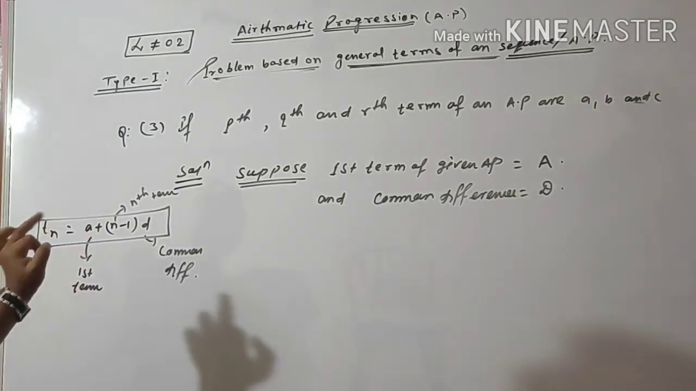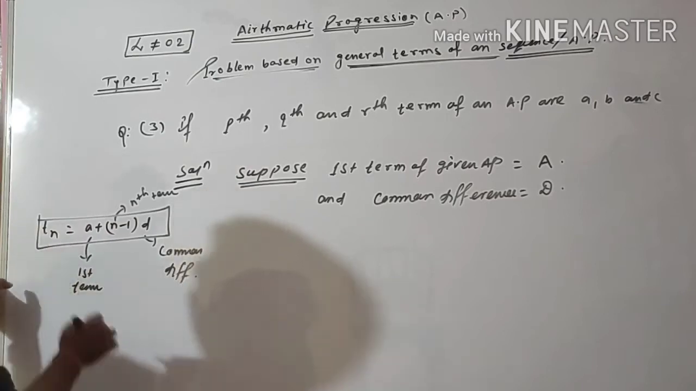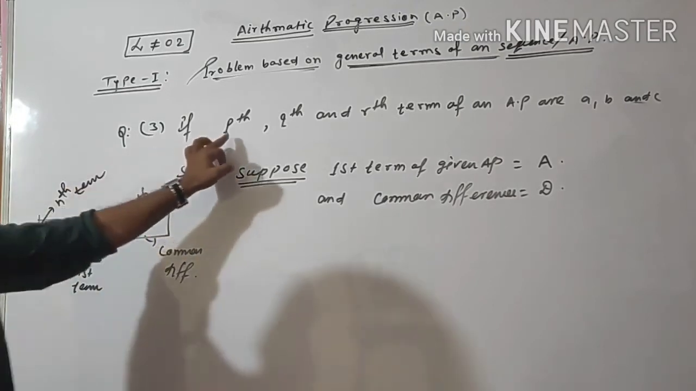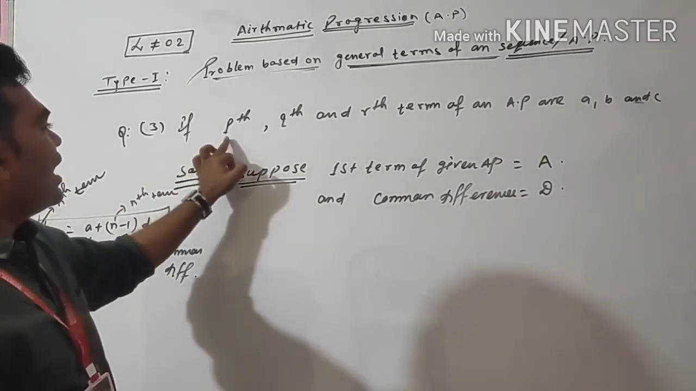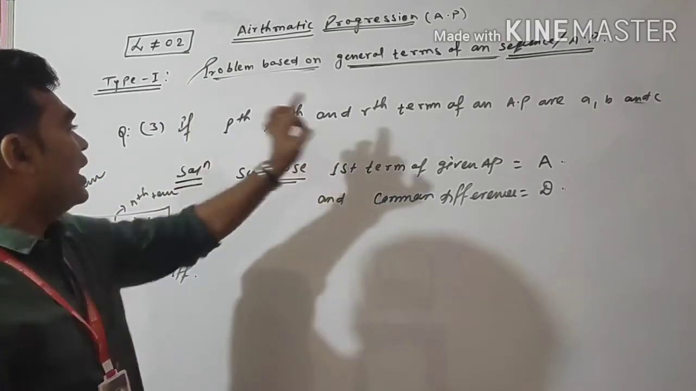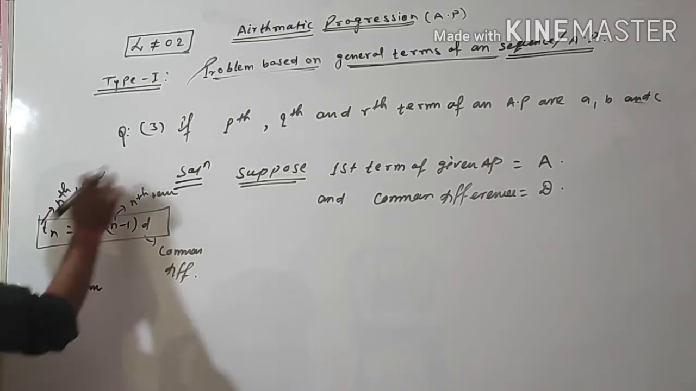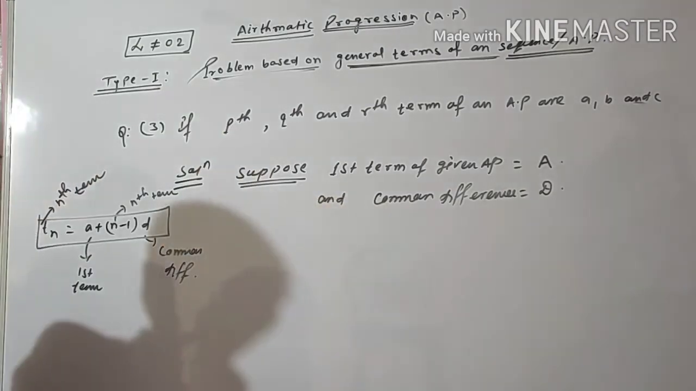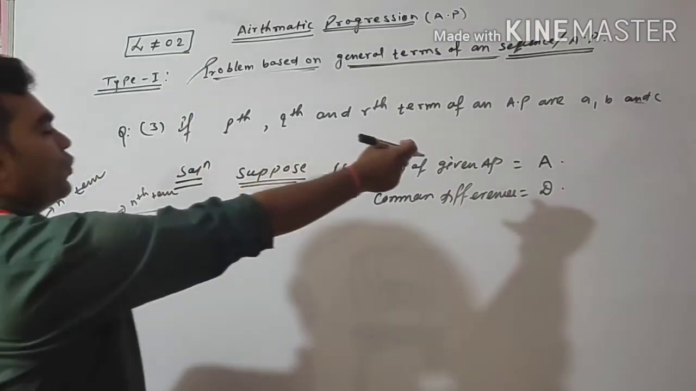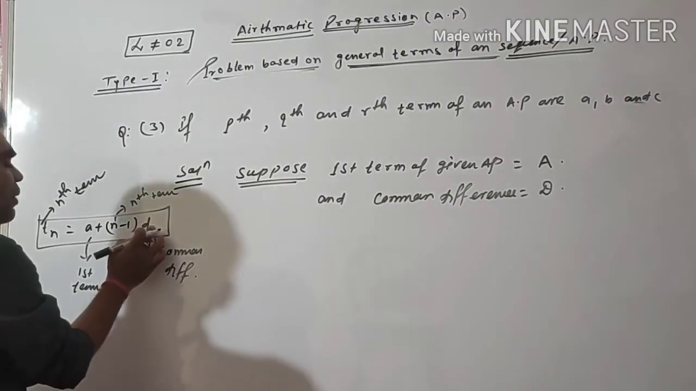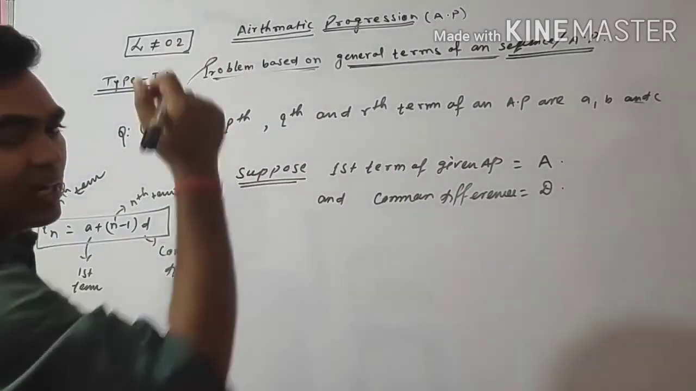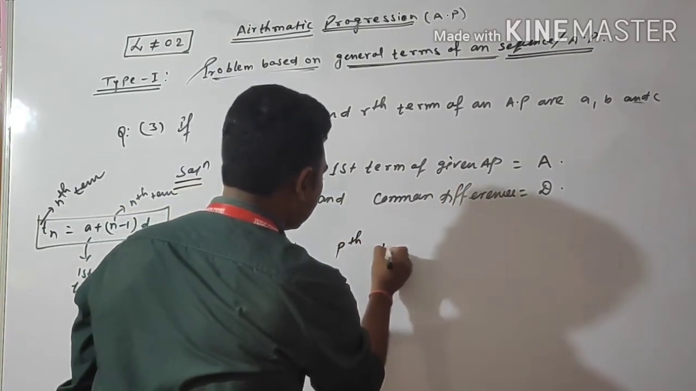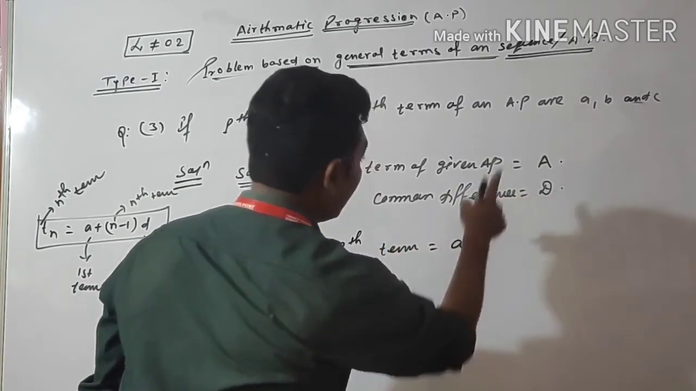So now look, according to this, what we were calling the nth term, but here the pth term, exactly in place of n it is p, in place of n it is q, in place of n it is r. That means in place of n is p, in place of n is q, in place of n is r, and in place of the first term we let capital A, in place of the common difference we let capital D. Therefore the pth term is equal to a from the question given.